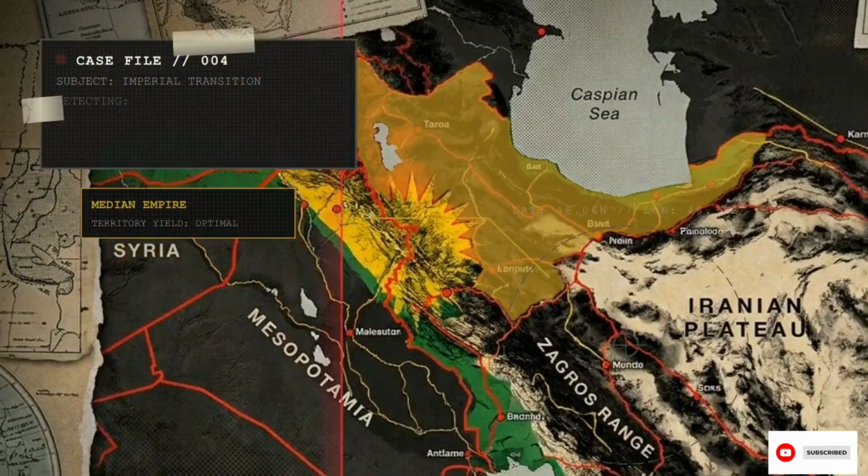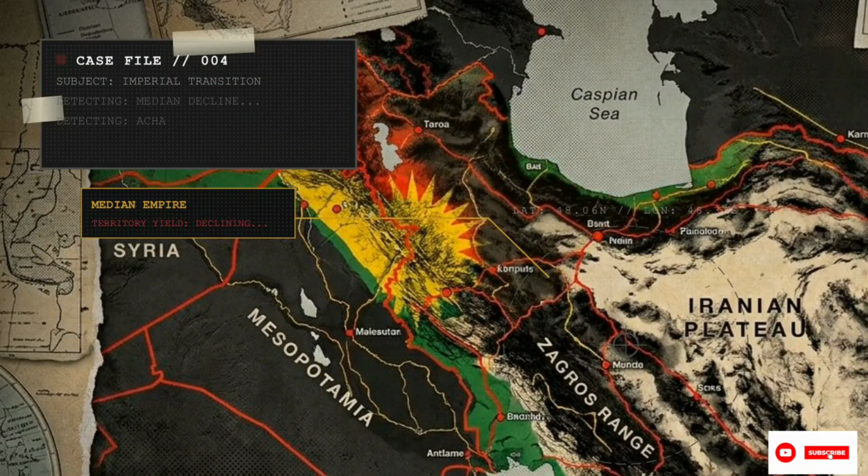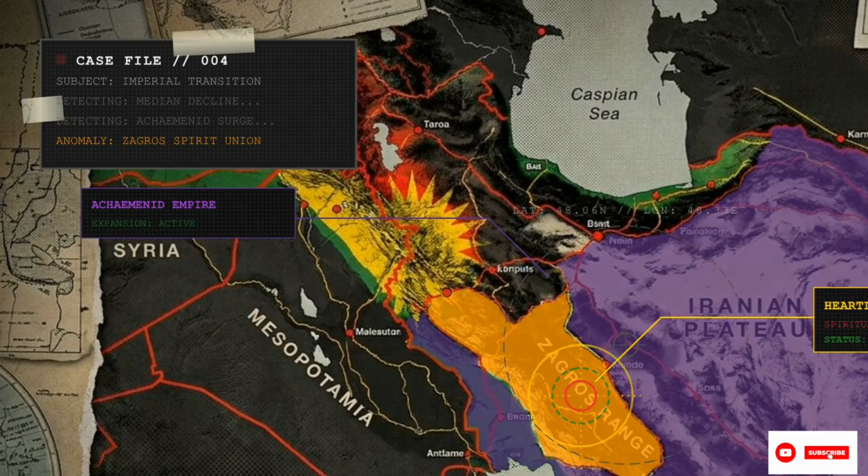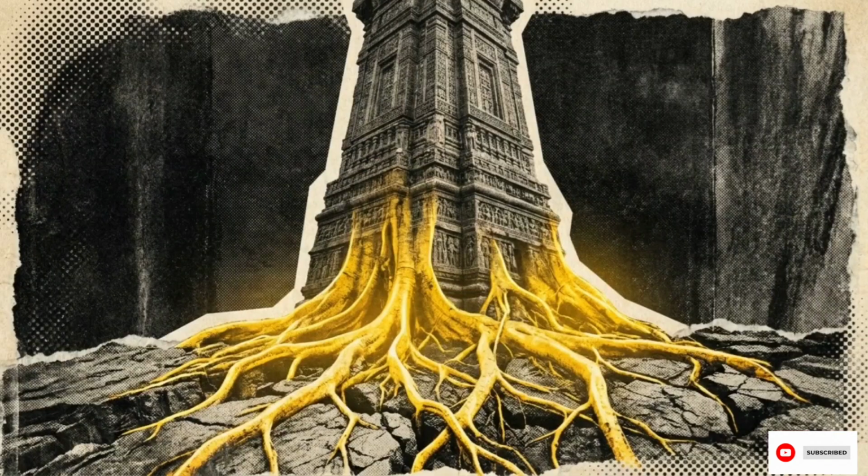Even when the Median political dynasty eventually fell to the rising Achaemenid Empire, the spirit of this Zagros Union didn't disappear. Their regional structures and cultural identity were too deeply embedded to be erased by a change in leadership.